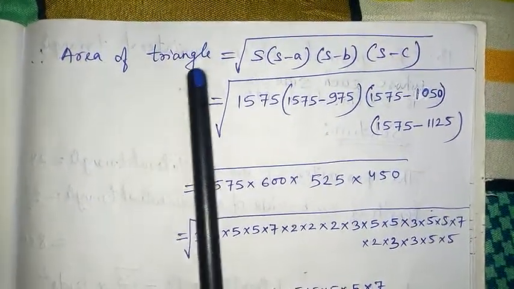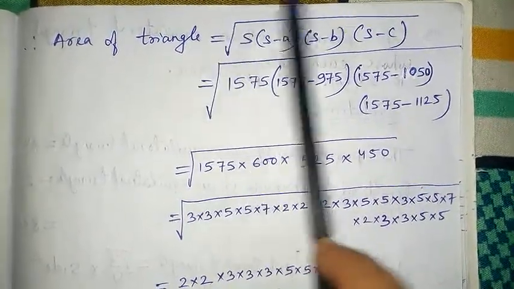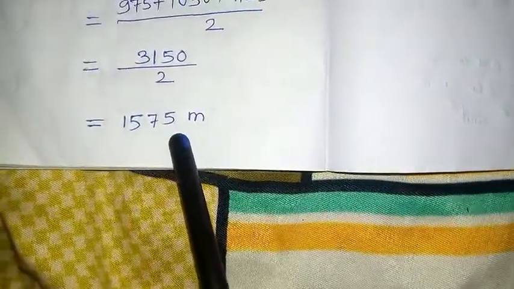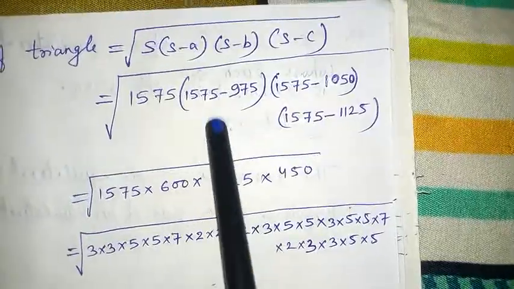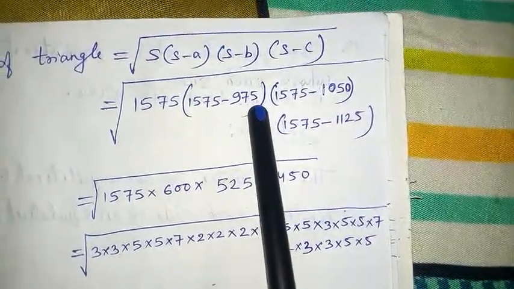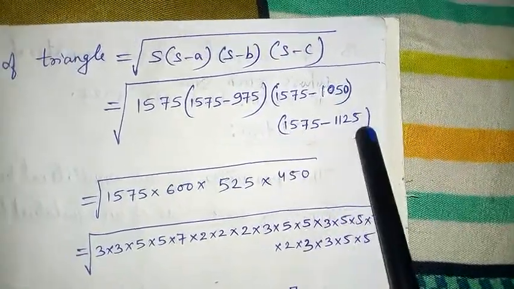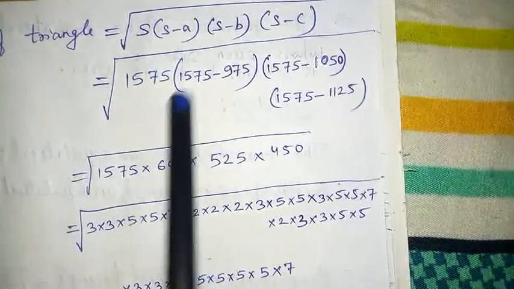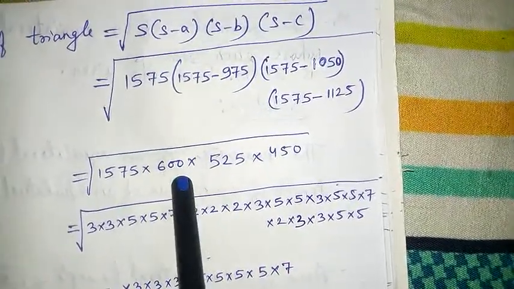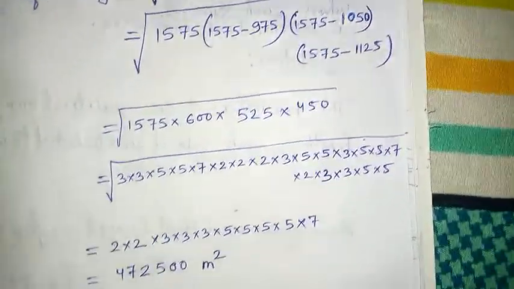Next we will use the formula. Area of the triangle will be root over S into S minus A, S minus B, S minus C. As just now we got S as 1575, so same 1575 in the bracket, again S 1575 minus first side 975, S value minus second side, S value minus third side, as in the formula. Now the same thing I wrote here. After subtraction I wrote 600 here, after subtraction 525, and after subtraction 450.